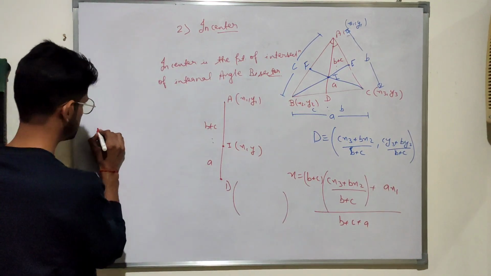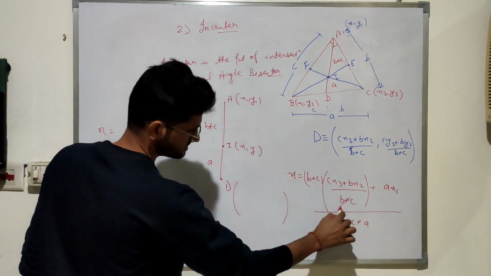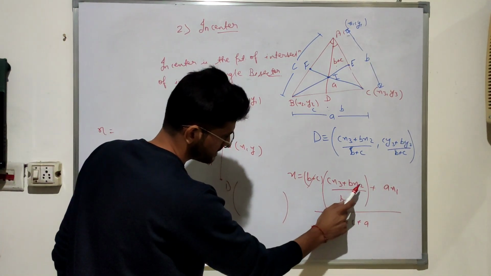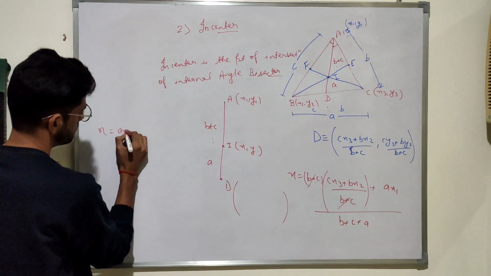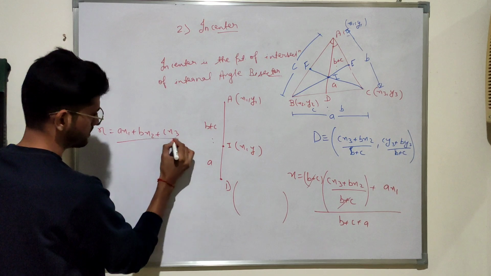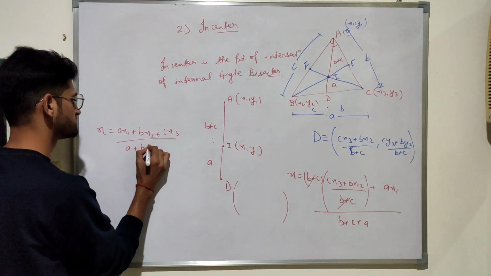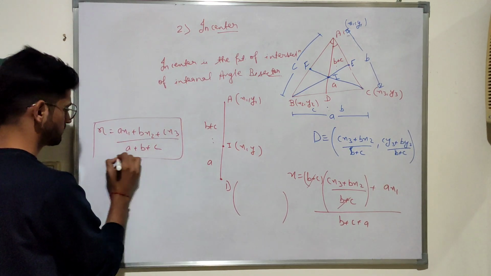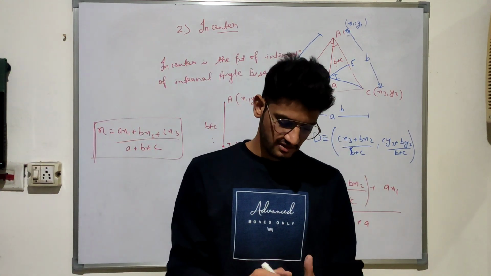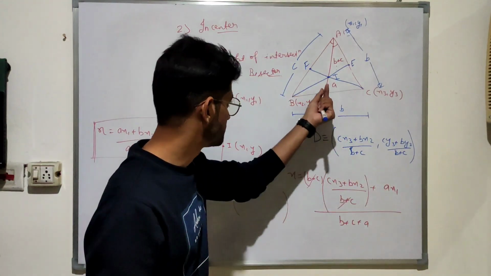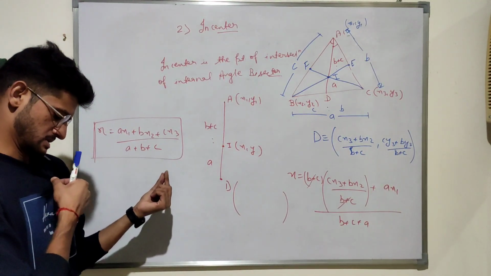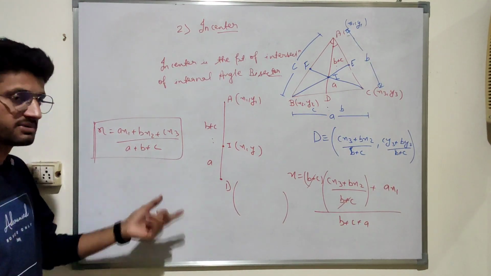After solving, we can write x is equal to, B plus C will get cancelled out with B plus C. So basically we can write (ax1 plus bx2 plus cx3) divided by (A plus B plus C). So now if we have the coordinates of points A, B and C, then we can write the coordinates of the incenter as (ax1 plus bx2 plus cx3) upon (A plus B plus C).